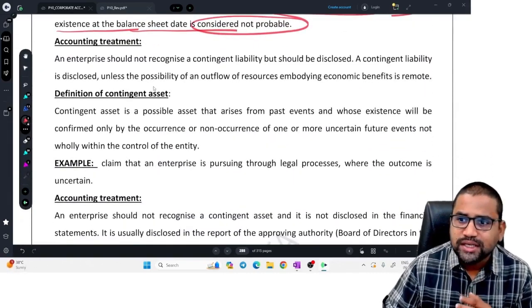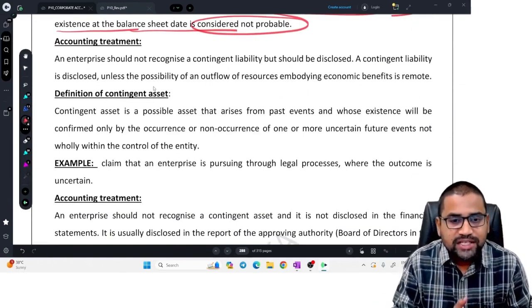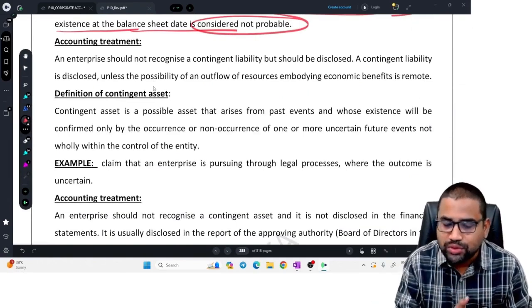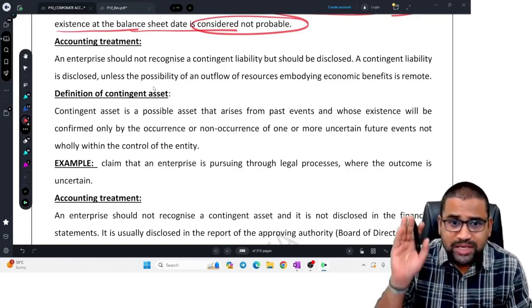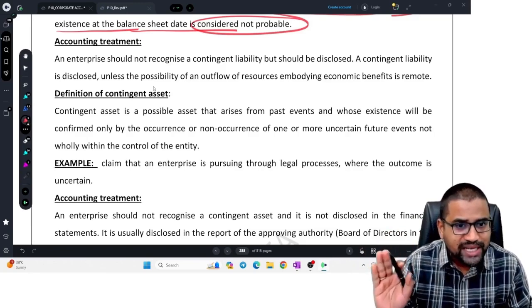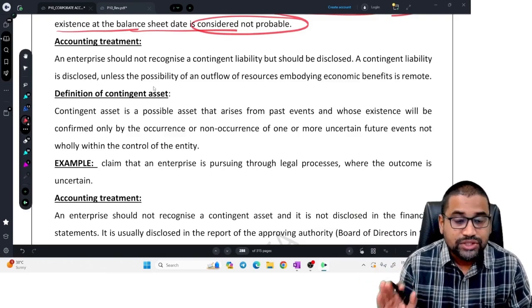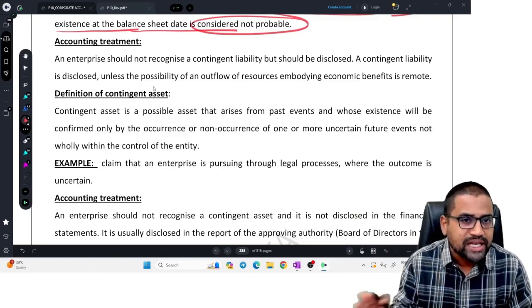Now sir, what is the accounting treatment of contingent liability? Can a contingent liability be recognized in the books? The answer is no. It cannot be recognized, because in the balance sheet we recognize liabilities, but this is not a liability yet. In future it may become a liability. As of now it is contingent. So contingent liability will not be recognized in the books.